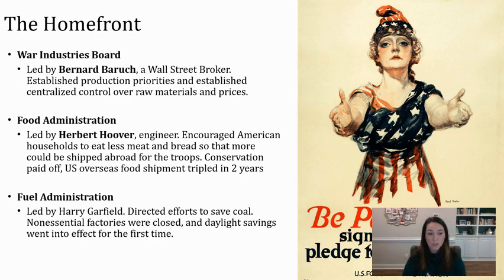The Food Administration, Herbert Hoover, who is an engineer, he's going to be president of the United States, encouraged Americans to eat less meat and bread, so that it can instead be shipped over to feed the troops. That conservation, that we're not quite at rationing yet, but the conservation of it is going to see the food shipment triple in just the 2 years.